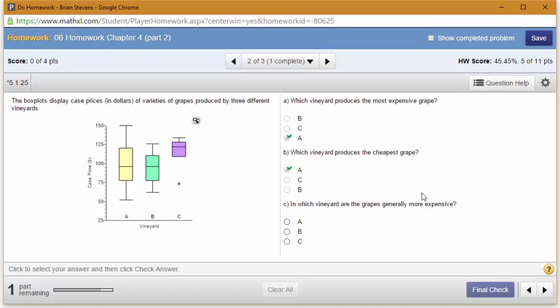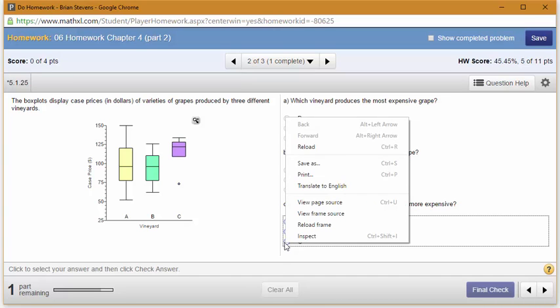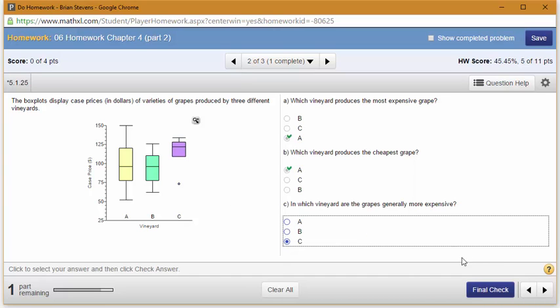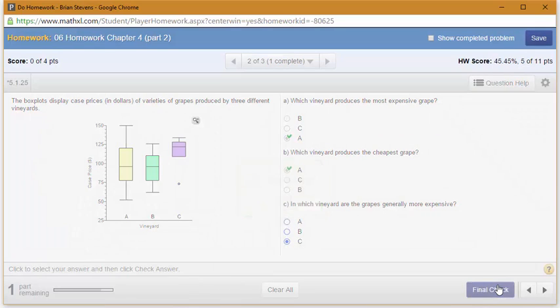In which vineyard are the grapes generally more expensive? And now when we talk about generally, it's kind of an on average thing. I wish it said on average which vineyard has the most expensive grapes or more expensive grapes. And generally, it's Vineyard C, because that's their median. And also their IQR is a lot higher than the others too. It's a good general idea right there too.